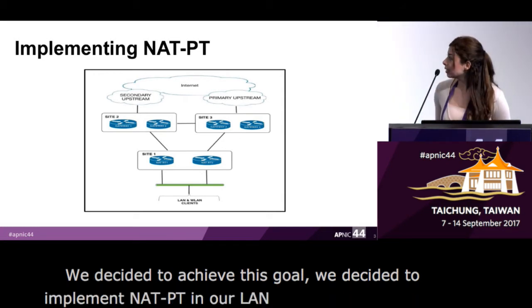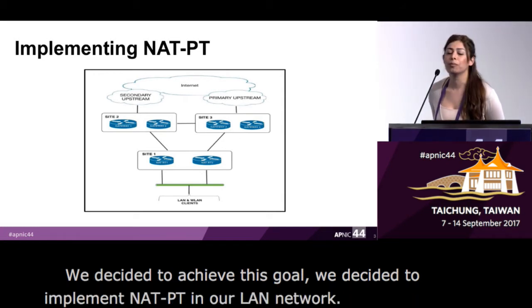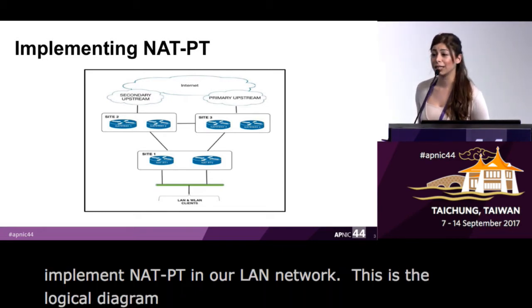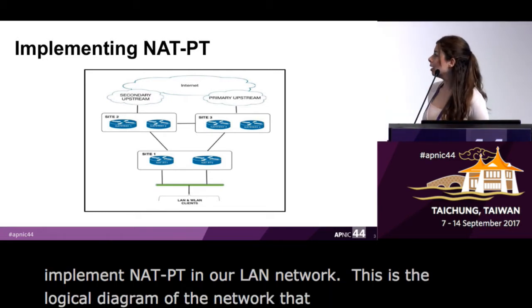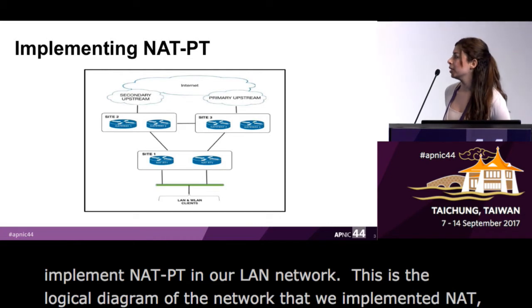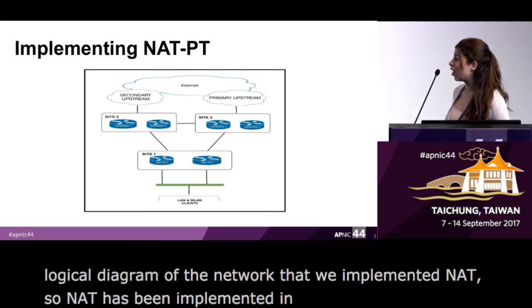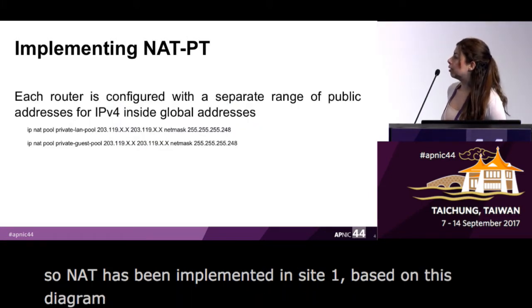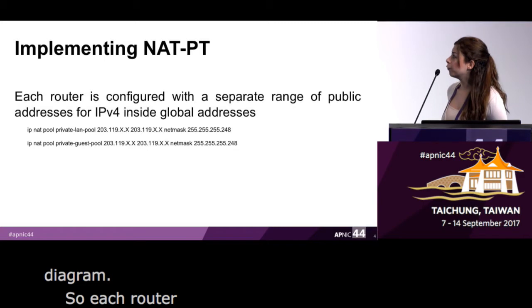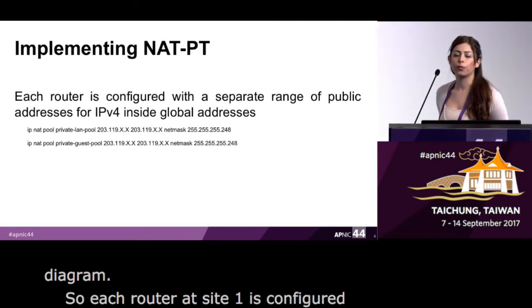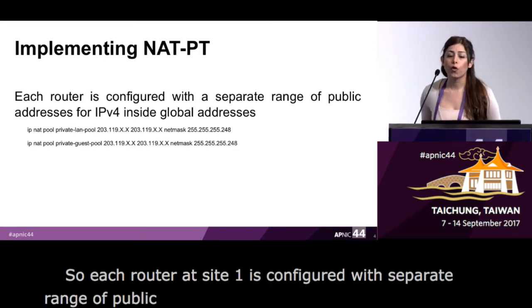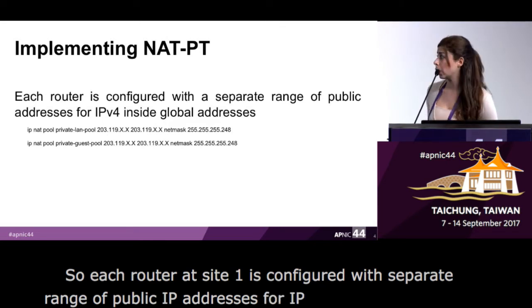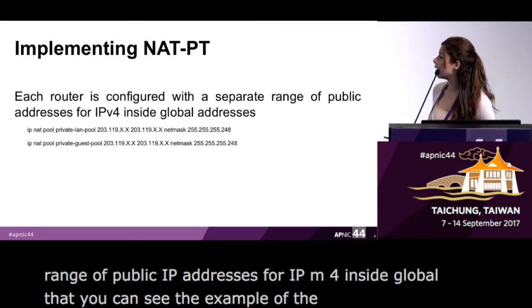This is the logical diagram of the network where we implemented NAT. NAT has been implemented in site one based on this diagram. Each router at site one is configured with a separate range of public IP addresses for IPv4 inside global. You can see an example of the configuration here.